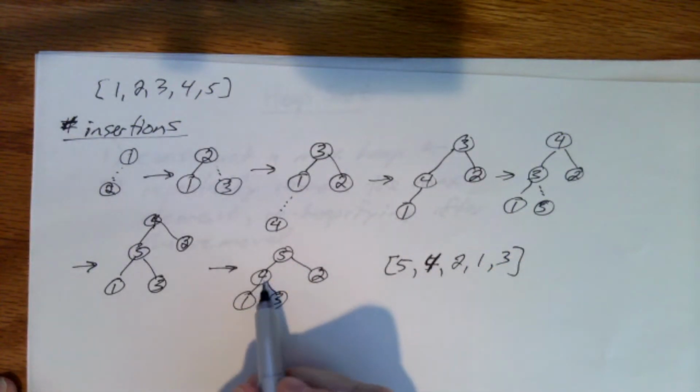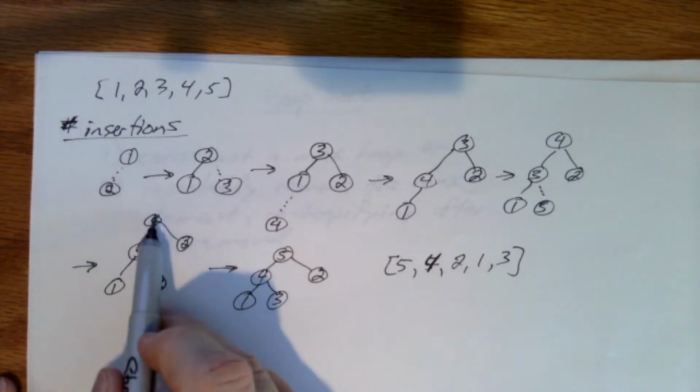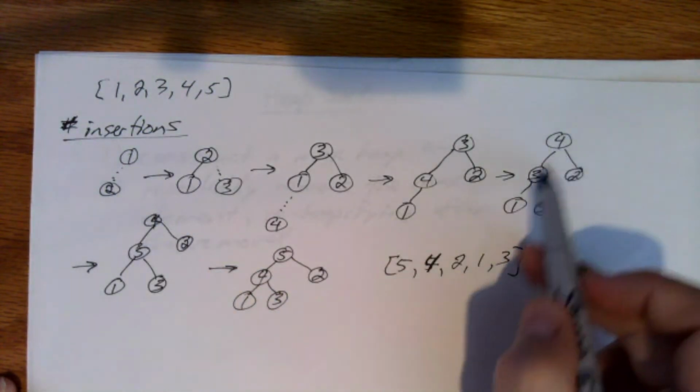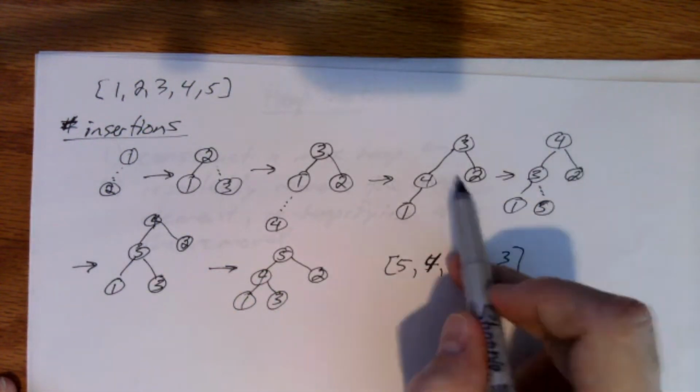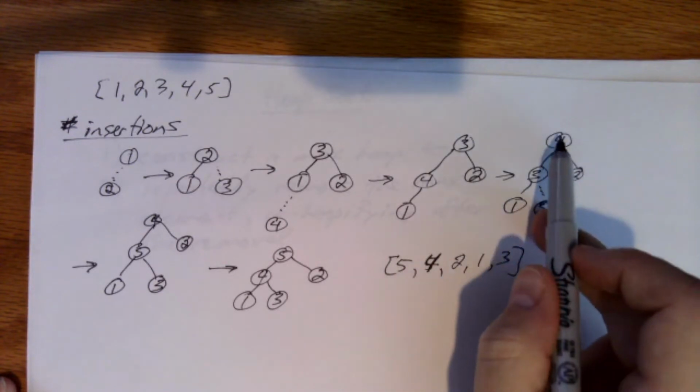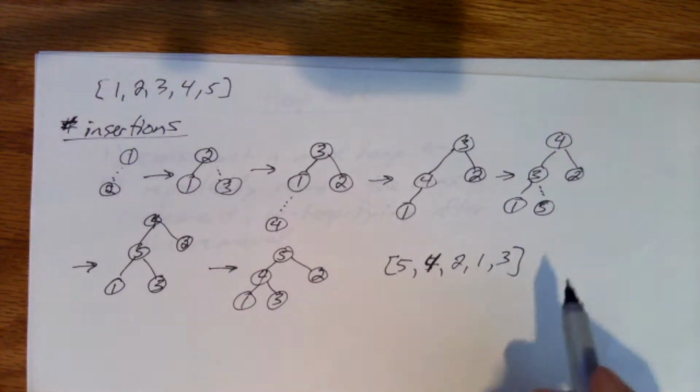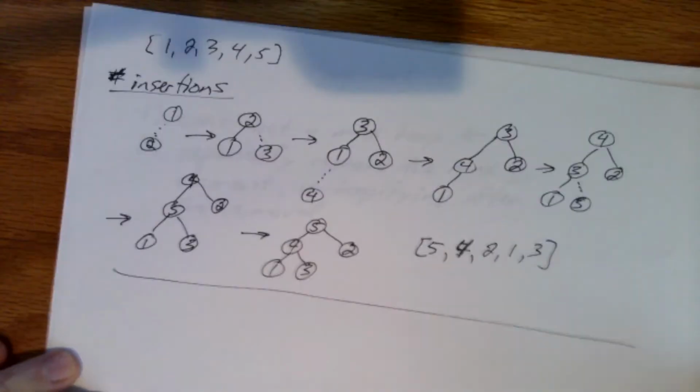Right? So why didn't we need to keep moving the 4 down? Well, 4 was already higher than everything below it here other than the 5. Therefore, moving it down doesn't change that fact. So that's one way to do it.